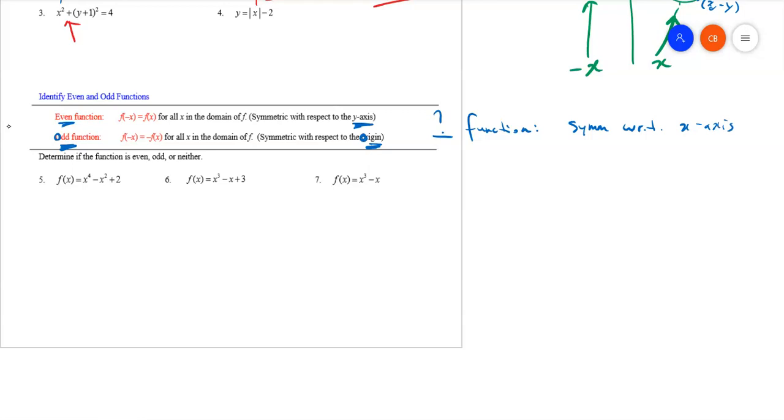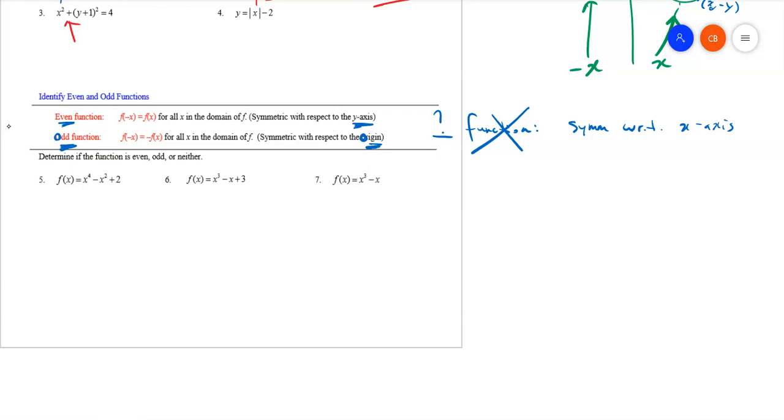Of course, if you were paying attention, this cannot actually be a function at all. It's no function. If something is symmetric with respect to the x-axis, it's not a function at all. So we don't bother with that one. We only have these two definitions, even and odd.